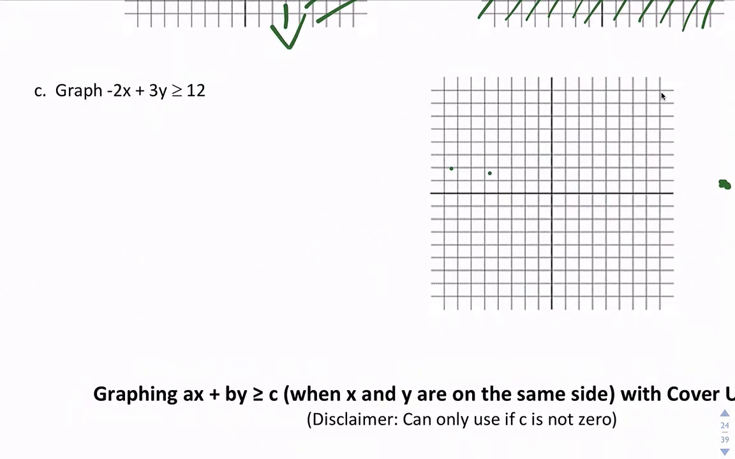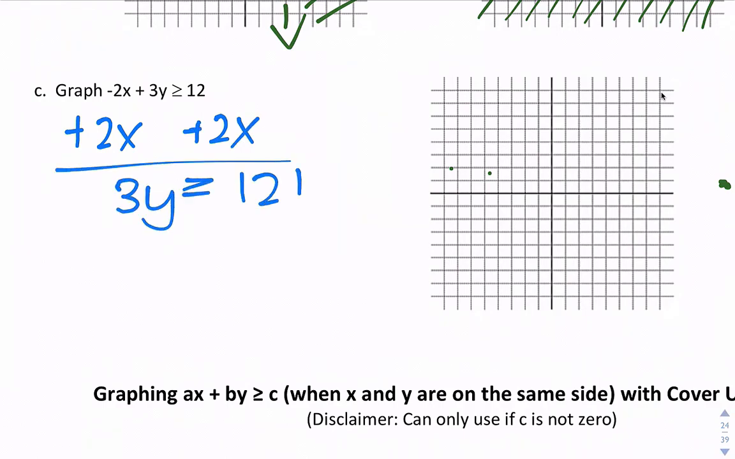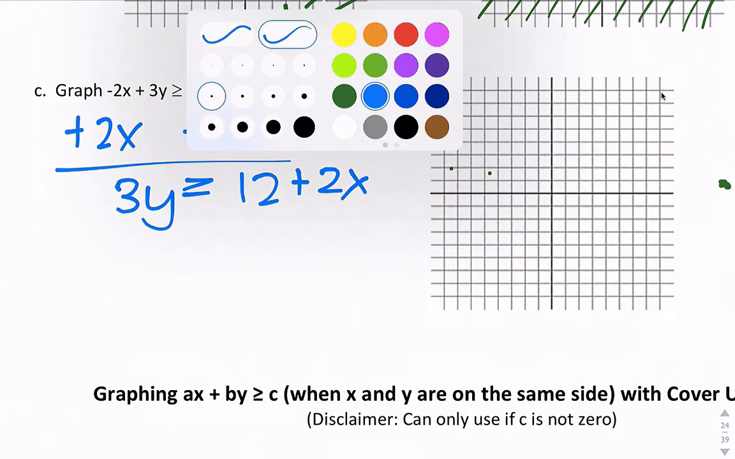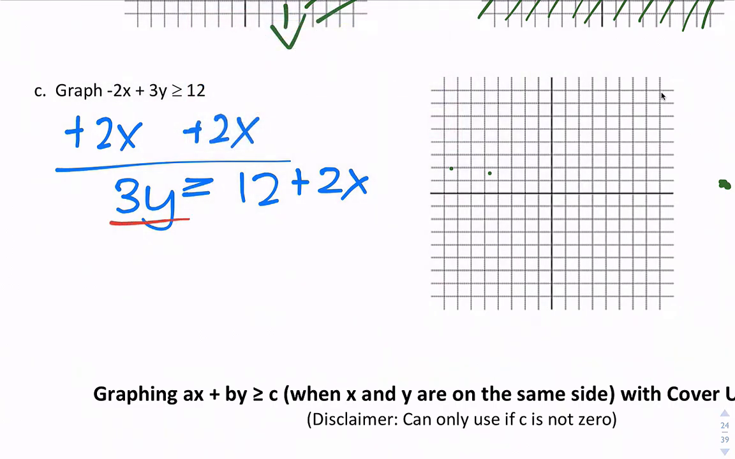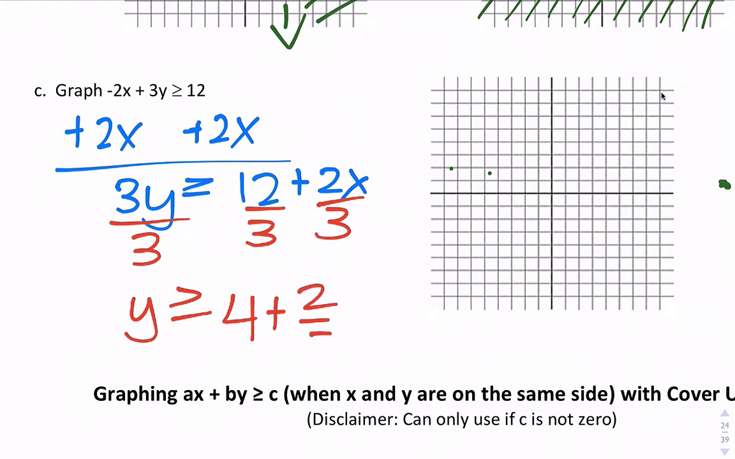If you remember, we graphed something like this last unit. We got y by itself first. So let's do that. Let's add 2x to each side. We get 3y is greater than or equal to 12 plus 2x, and we divide by 3 so that we can get y by itself. So we have y is greater than or equal to 4 plus 2/3 x. And then we were able to graph it with the slope and the y-intercept.